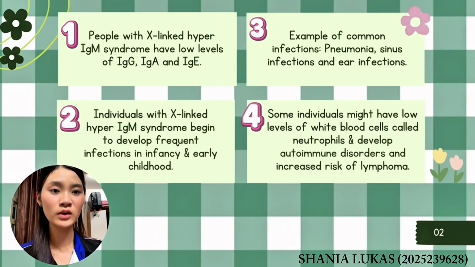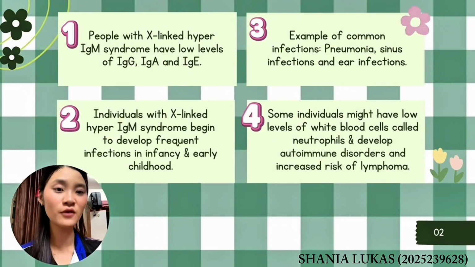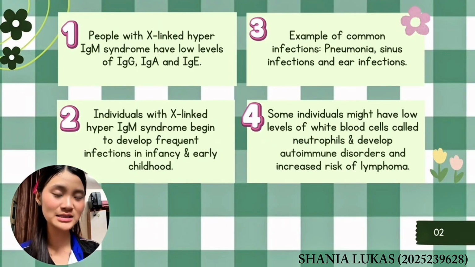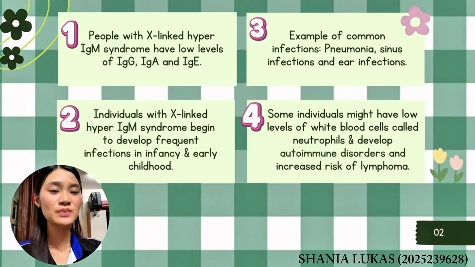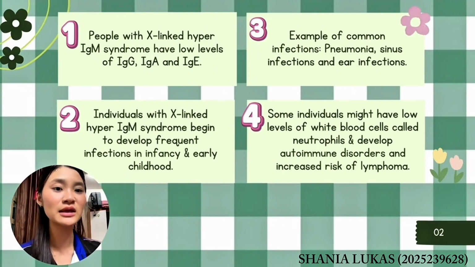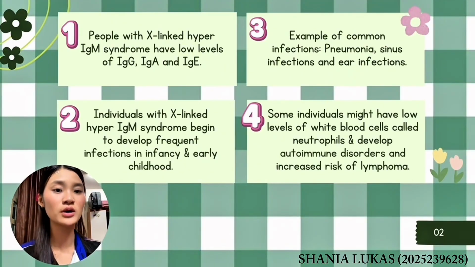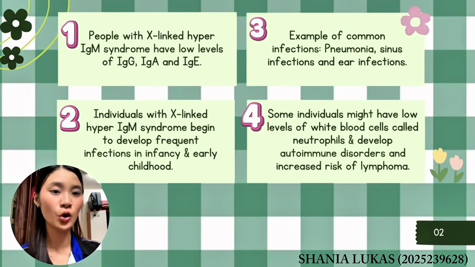However, people with X-linked hyper IgM syndrome have low levels of the three other classes of antibodies, namely IgG, IgA, and IgE. As a result, the lack of certain antibody classes makes it difficult for people with this disease to fight off infections. Therefore, individuals with X-linked hyper IgM syndrome begin to develop frequent infections in infancy and early childhood. Examples of common infections are pneumonia, sinus infections or sinusitis, and ear infection, also known as otitis.